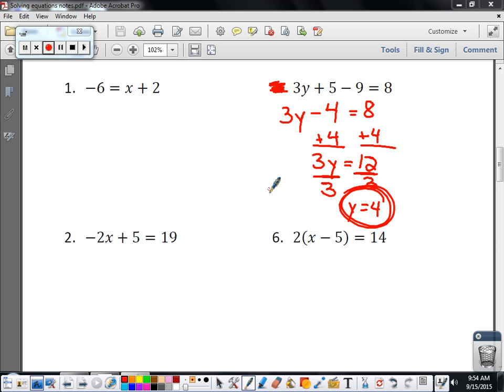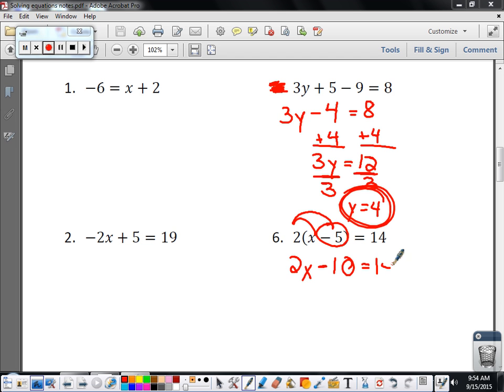Now, number 6. What do you think you do first in number 6? Looking for one word. I distribute. What am I going to distribute? The 2. So let's go right here. What's 2 times x? Guys, it's helpful to write the loops. 2x. And then what else am I going to distribute 2 to? Don't say 5. That's not a 5. 2 to the negative 5. So what's 2 times negative 5? So 2x minus 10 equals 14.